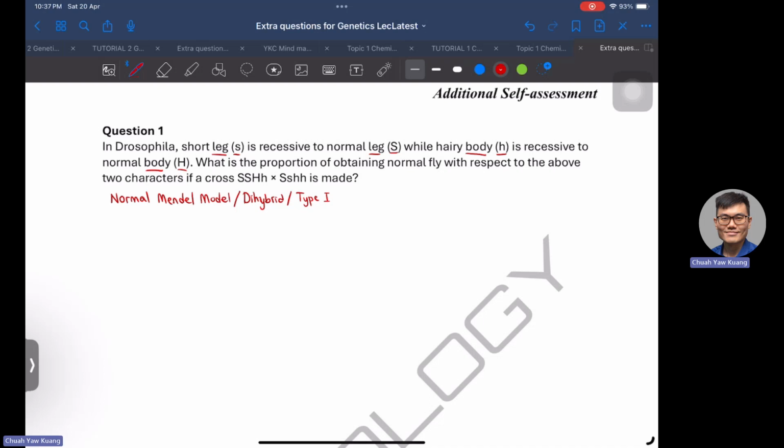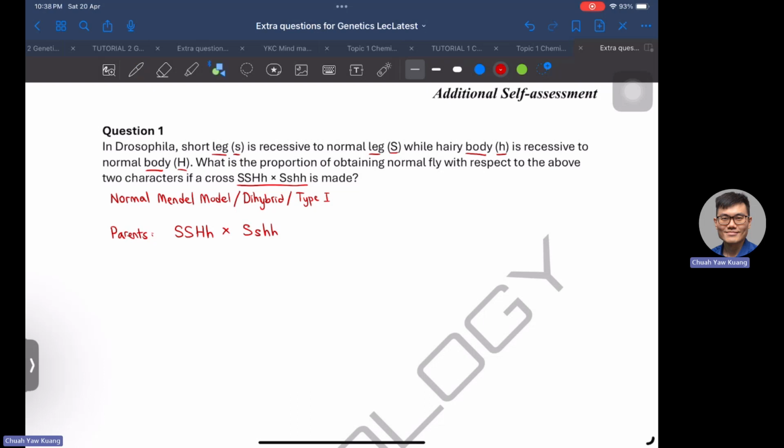Okay, so from the question, we already know the genotype of the parent. The question's already given that. So for the parent, the genotype is dominant S, recessive s, then dominant H, recessive h, and the other is recessive s, recessive s, then homozygous recessive hh. So this is the parent. This is the first step done.